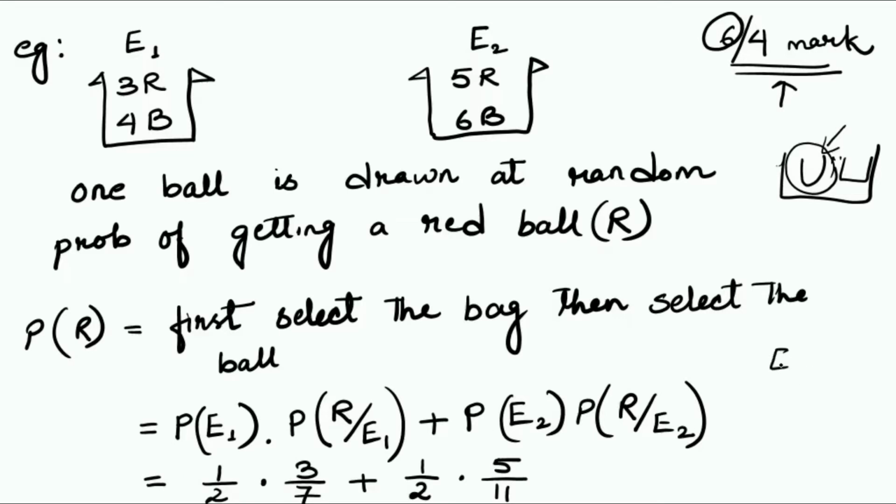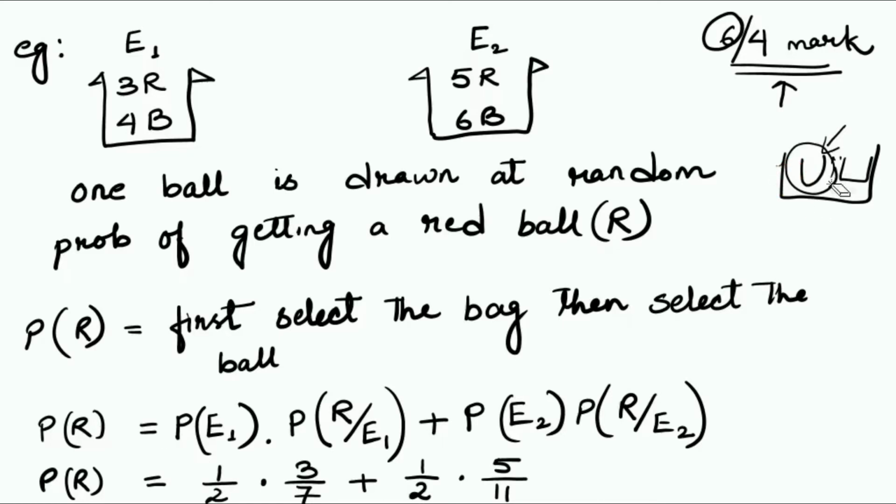It's the same as E1 intersection red ball. Probability of E1 intersection red ball, that is in conditional probability. Right. So when you solve, you will get the probability of getting a red ball. So the probability of getting a red ball is this. But we are not doing this here. We are going to Bayes theorem. Okay. Now there is a question.